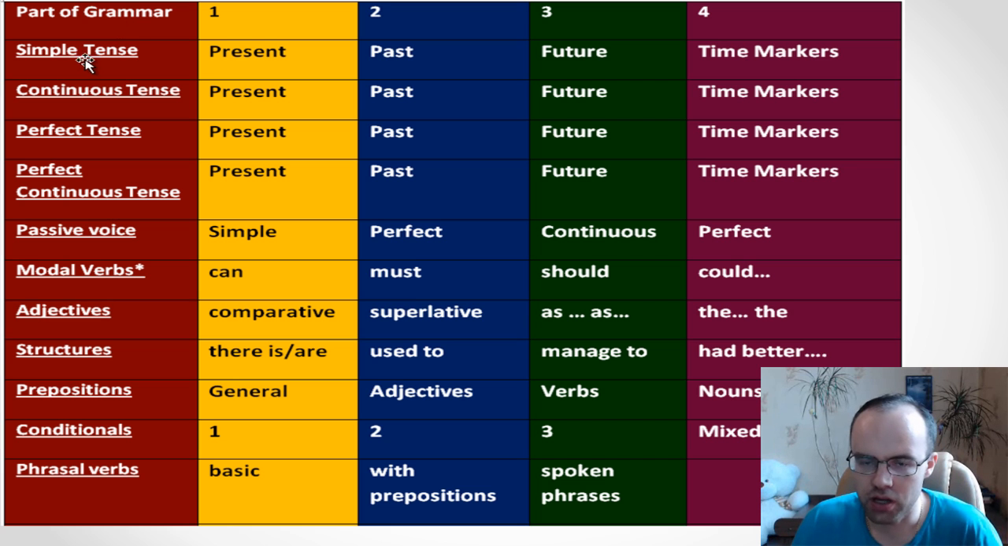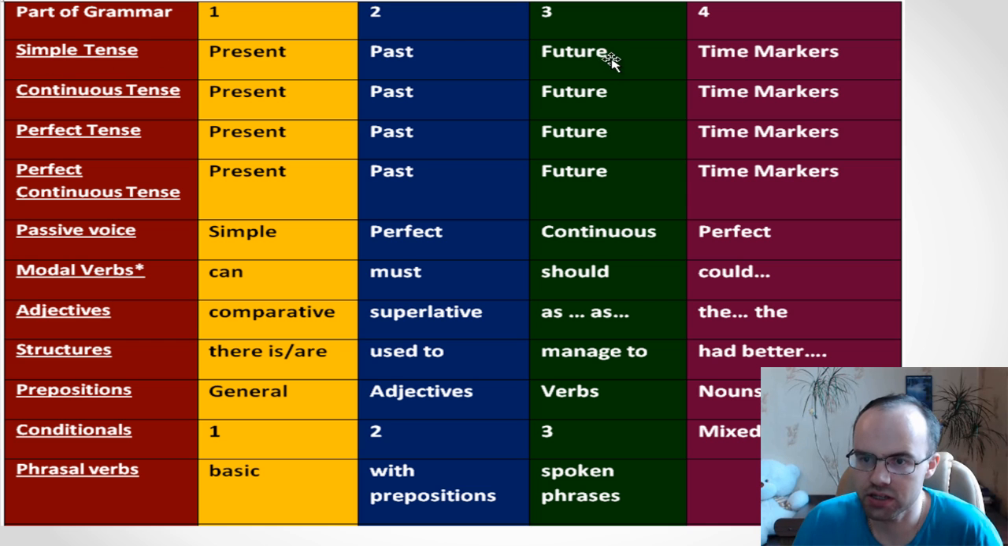First of all, you need to learn English with tenses, and the first group of tenses is simple. You need to know present simple, past simple and future simple. If you know these simple tenses, you'll be able to speak about the present, about the past and about the future. It's what you need for a start.